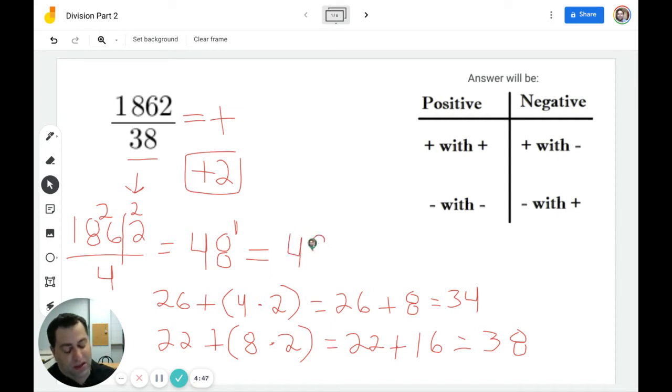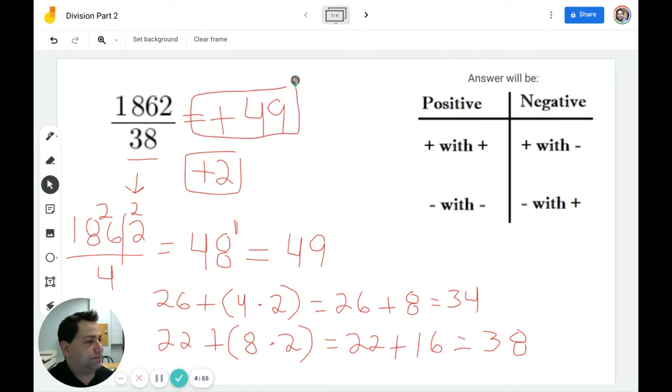49. We determined the answer was already positive. Therefore, positive 49 is my answer. Let's try another one.